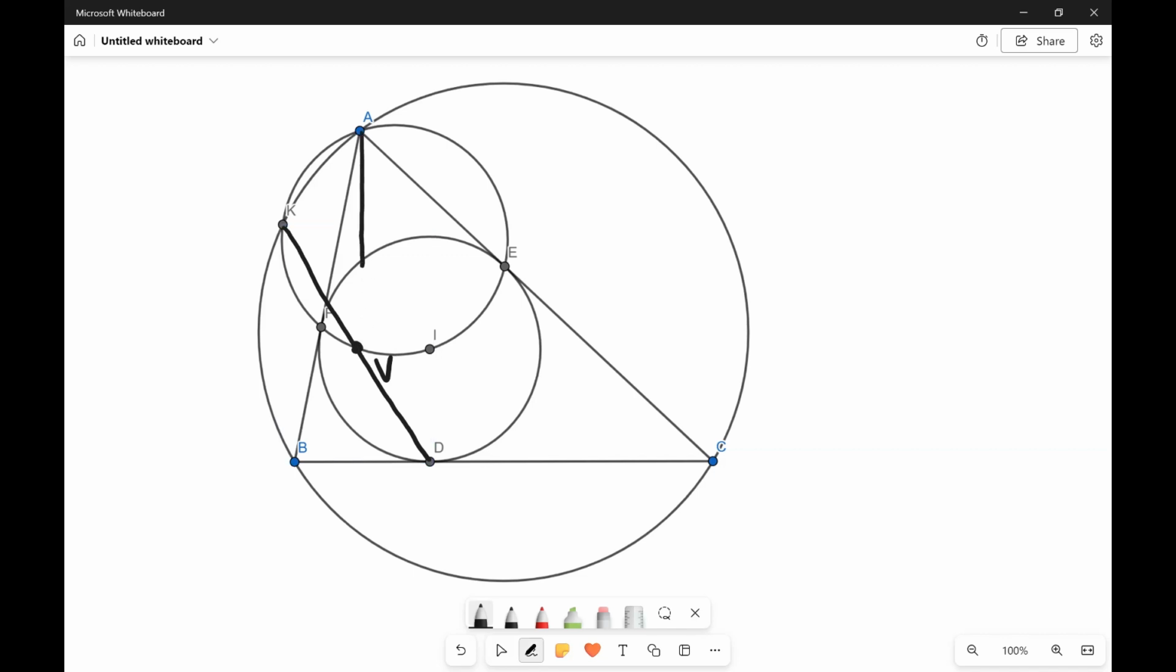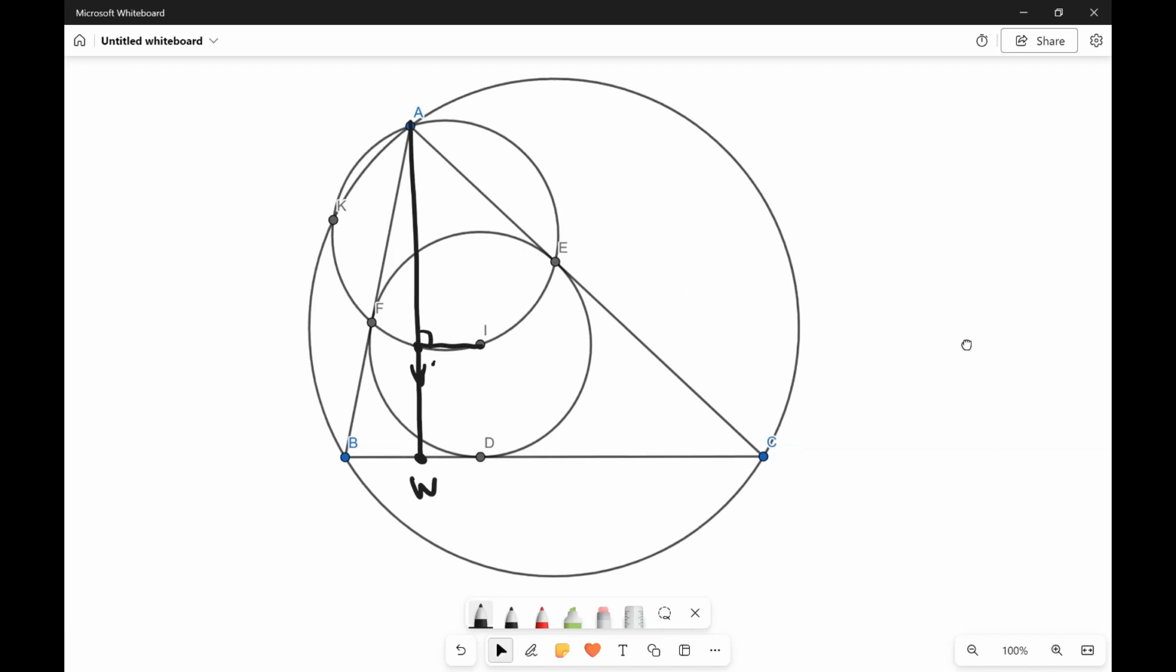So let's go ahead and extend AV to W. It appears that AW is perpendicular to BC. And so now let's prove this. Let's go ahead and redefine the point V prime as the intersection of the altitude with this circle. And since angle AV prime I is 90 degrees, this point is therefore the foot of the altitude from I to AW.